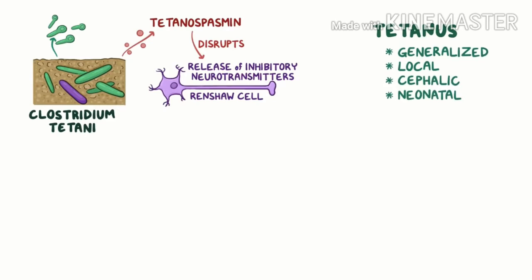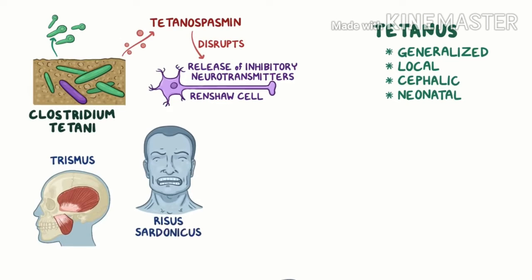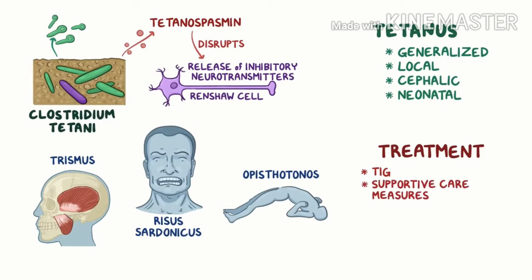Tetanus is characterized by powerful, violent muscle spasms, summed up by trismus, or lockjaw, risus sardonicus, a persistent grin, and opisthotonus, a highly arched back with patient resting on his head and heels. Treatment of tetanus involves application of tetanus immune globulin and supportive care measures. Finally, tetanus vaccine immunization can prevent the disease.